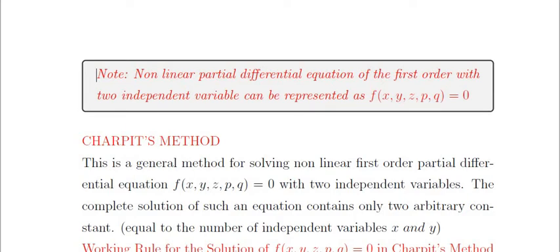A non-linear partial differential equation of the first order with two independent variables can be represented as a function f of x, y, z, p, q equal to 0. It's very important. Actually, the non-linear equation can be denoted as f of x, y, z, p, q equal to 0. Then the method is known as Charpit's method.